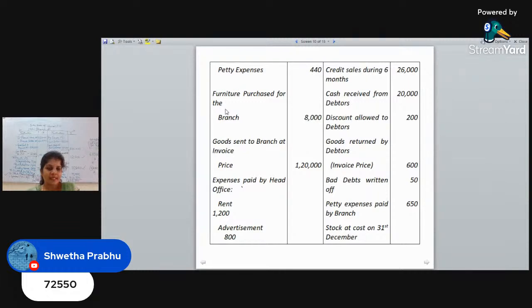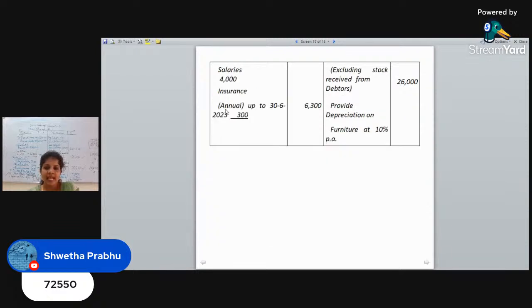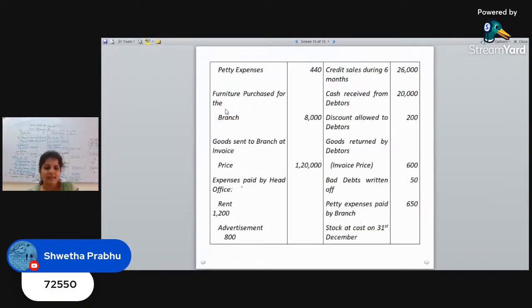Next, expenses by the head office. Expenses by the head office means expenses are met by the head office directly. This amount of rent, advertisement and salaries are to be recorded, and these three amounts have to be recorded as to cash account, okay, or bank account. Since no information is given, we can take it as either cash or the bank.